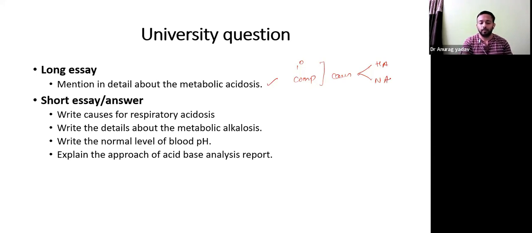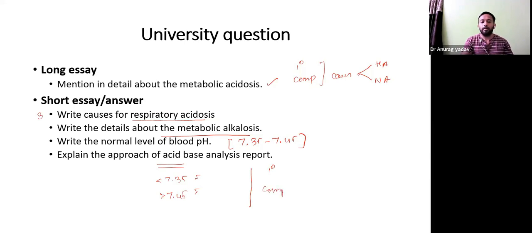Then sometimes they'll ask you a 3-mark question. Write the causes for respiratory acidosis. Write in detail about metabolic alkalosis. What is the normal blood pH? 7.45. Or sometimes they'll ask you how you are going to approach an acid-base analysis report, the one which we have seen by putting up a table and columns. So if the pH is less than 7.35, what is it called, more than 7.45, what is it called, and how you are going to interpret the primary disorder, and how you are going to see compensation.